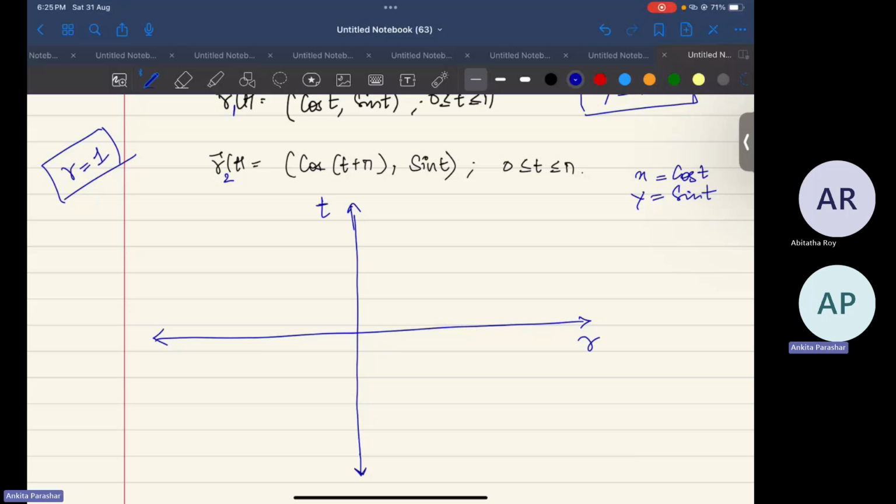Can you tell me what R2 is? Just see carefully. I think you will be able to say. Just a minute.